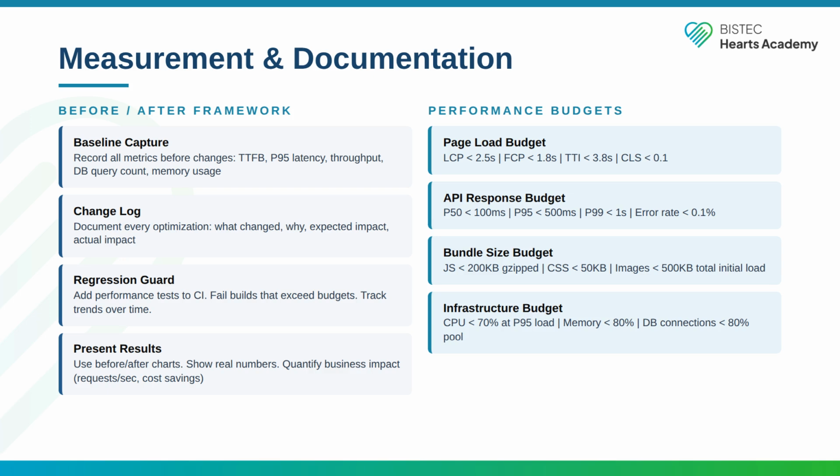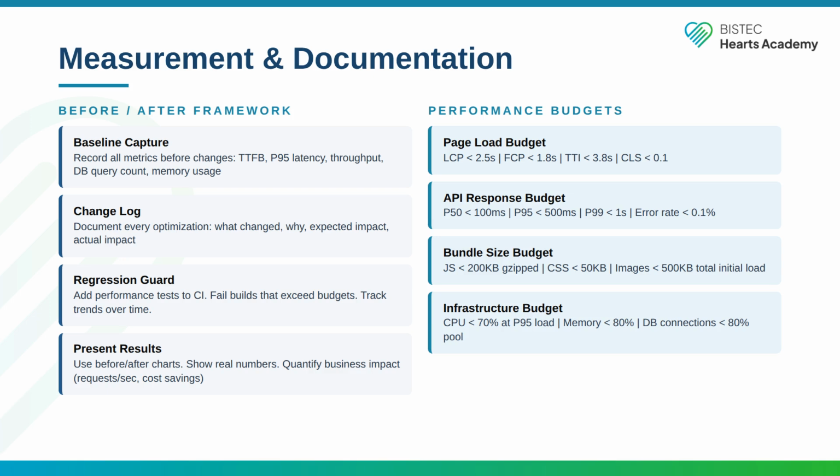Performance budgets are the contracts your team agrees to uphold. For page load, LCP under 2.5 seconds, FCP under 1.8 seconds. For API responses, P50 under 100 milliseconds, P95 under 500 milliseconds, P99 under 1 second. For bundle sizes, JavaScript under 200 kilobytes, gzipped. For infrastructure, CPU under 70% at P95 load. These are starting points. Adjust them for your application-specific requirements.